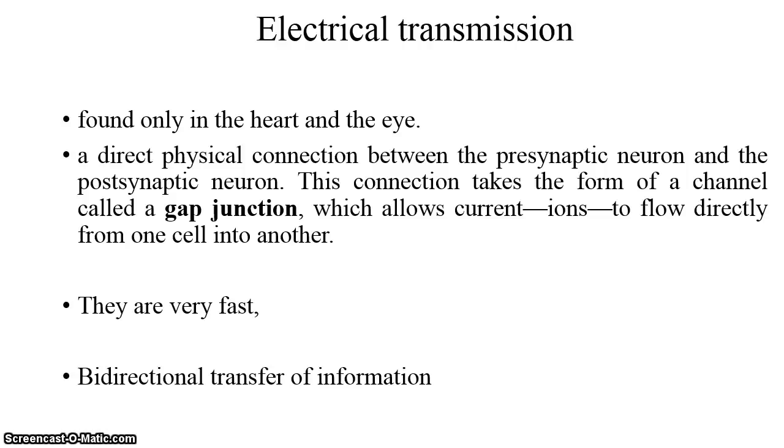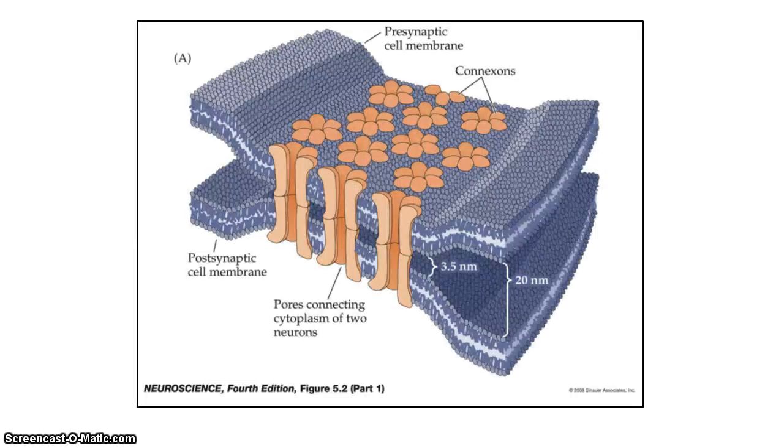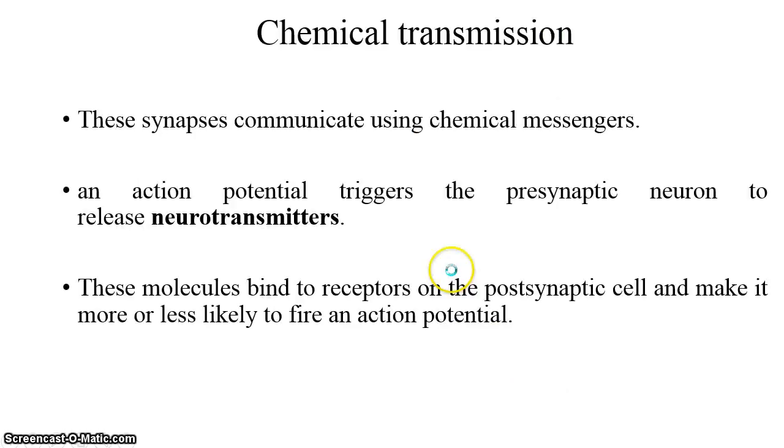But what is the disadvantage over the chemical transmission? Those are less versatile and less flexible. The chemical transmissions are more flexible and more versatile. So this is the diagram you can use for this exam. You can see the space between these two neurons, it's 3.5 nanometer.